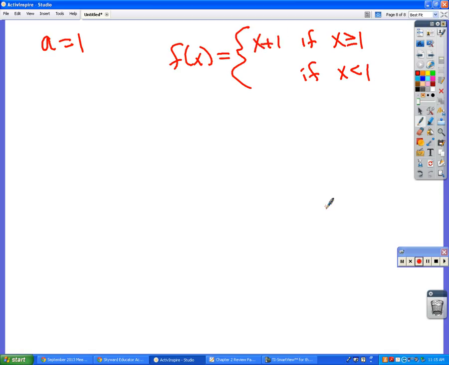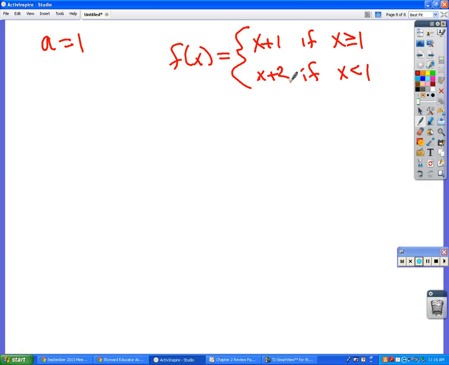All right, give me a different one so that if I plug in 1, I don't get 2 as an answer. X plus 2. All right, so that's going to be our f of x, okay?